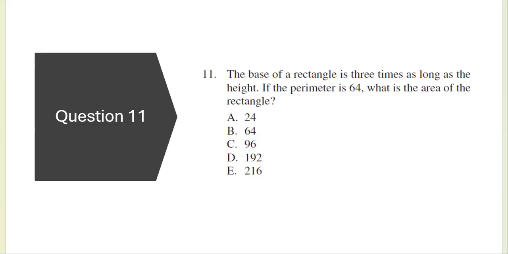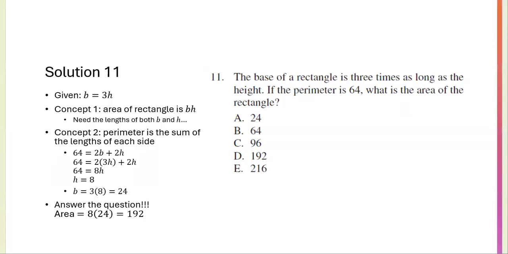We're interested in area, which is base times height. We know the perimeter for rectangles is 2 times the base plus 2 times the height. And then in the first sentence, they give us that the base is 3 times as long as the height. So B is equal to 3H. We can put all the pieces of the puzzle together to solve this question.